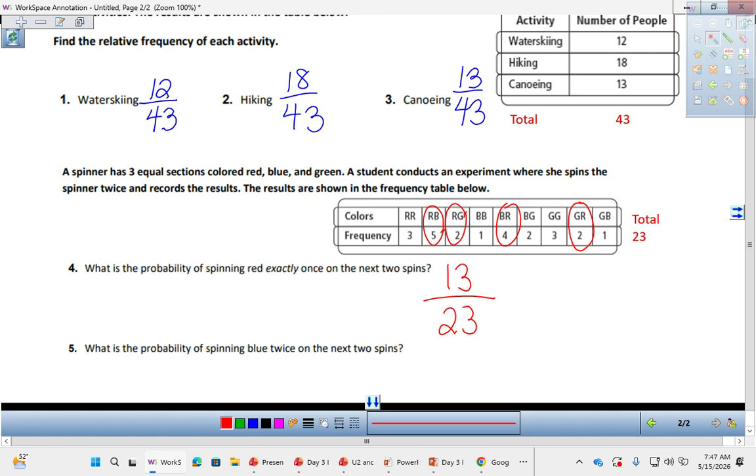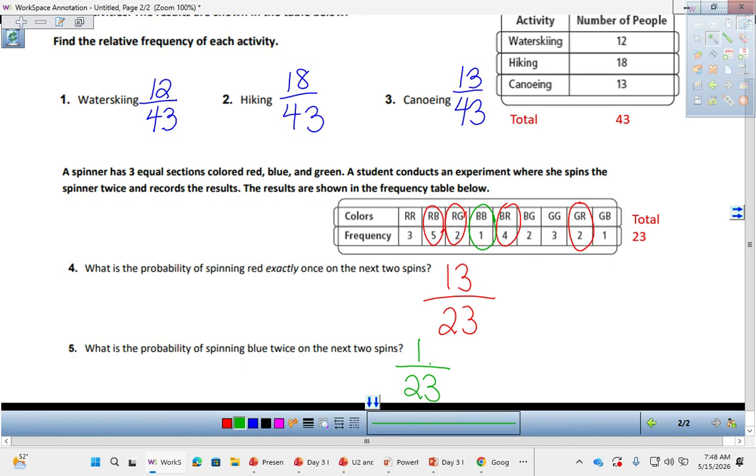Last one says, what's the probability of blue twice on the next 2 spins? So I'm looking for which outcome has blue twice. How many times does blue happen twice? Only once. So blue twice is this one. There's no other instance up here where there's 2 blues. So it would be 1 time out of the total of 23. So that probability is 1 out of 23.